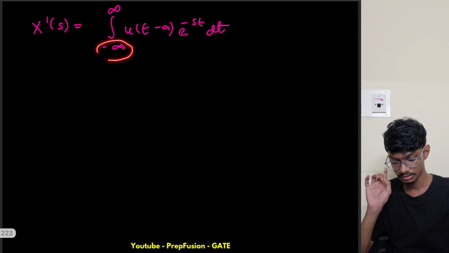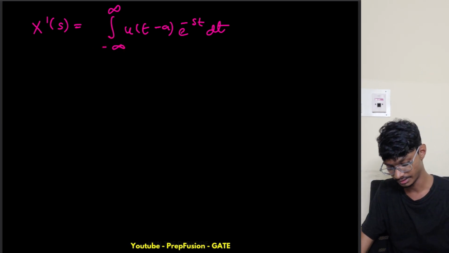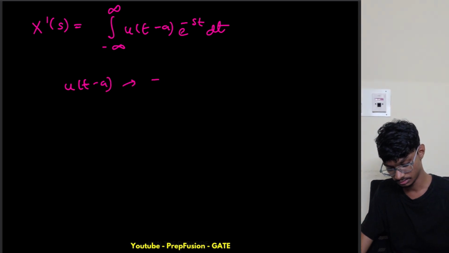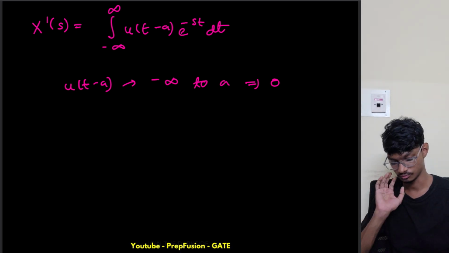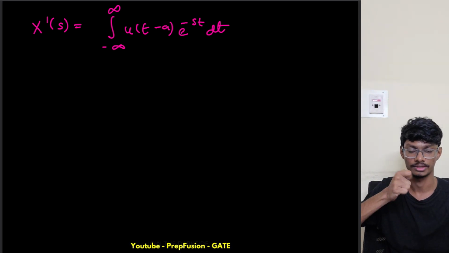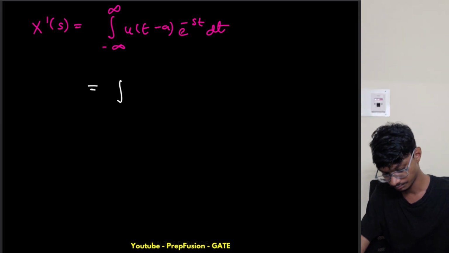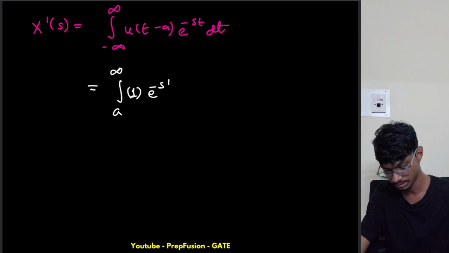Okay, but here a will come. Why? Because from minus infinity to a, u of t minus a equals 0 only. For you to understand this, I'm not writing this. That's why before that it will be 0. Our integration will start from a and go to infinity, dt. This is 1 only from a, e raised to power minus st dt.